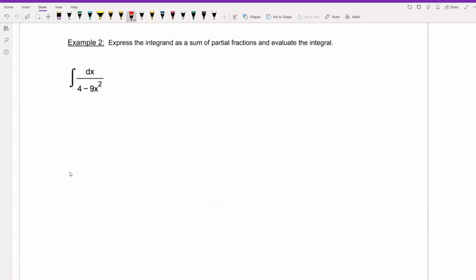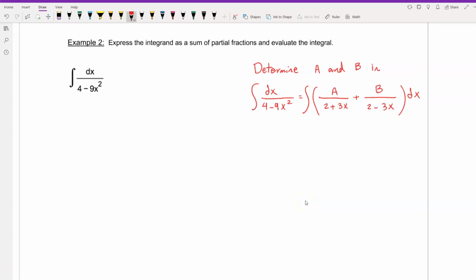Express the integrand as a sum of partial fractions and evaluate the integral. The integral dx divided by 4 minus 9x squared. To evaluate, use integration by partial fractions. Determine a and b. So what I did here, denominator, we have 4 minus 9x squared, factor that part, and we're going to have 2 plus 3x times 2 minus 3x.